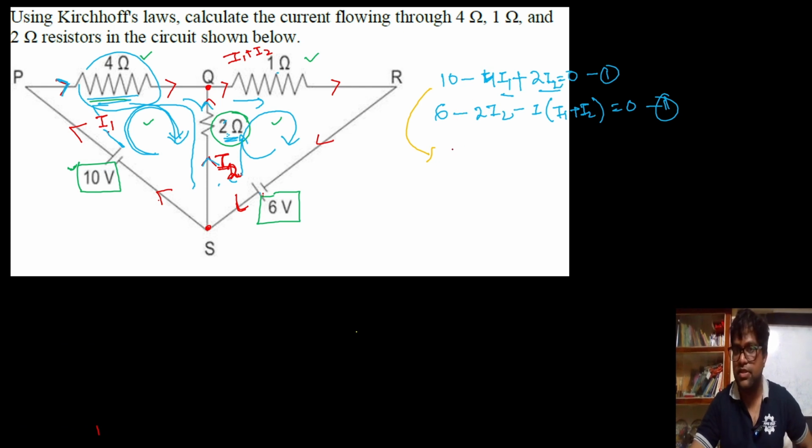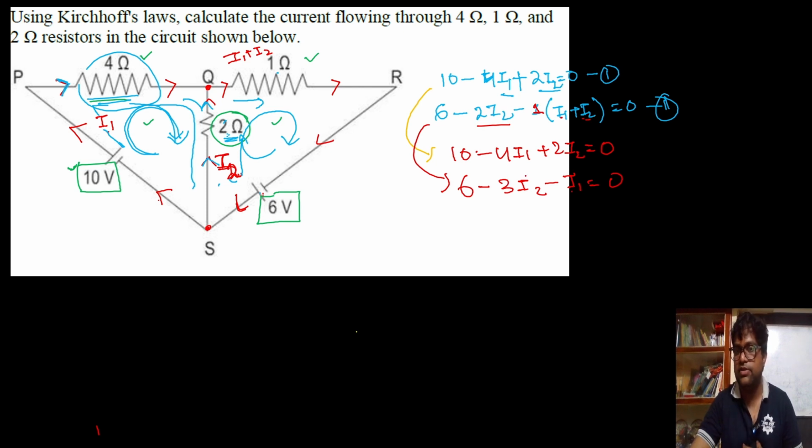So for simplification, let us write the first equation as 10 minus 4I1 plus 2I2 equal to 0, and the second equation I'll write like this. This is I1, 1 into I1, so minus I1, this is 2I2, and another minus I2 is there. So 2 minus 2I2 minus I2, so it's 6 minus 3I2, and this is minus I1 equal to 0. Better if you write I1 below I1. Right, now we have the equations.